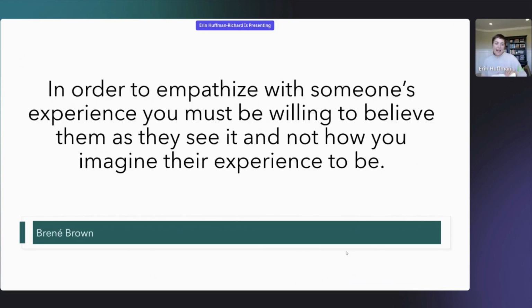So with that, this is a quote by Brene Brown that I really think helps ground this work. In order to empathize with someone else's experience, you must be willing to believe them as they see it and not imagine their experience to be how you imagine it to be. For me, this quote really grounds my work and helps me think about what someone else's experience is, believing them, and honoring that experience in the work that I do.